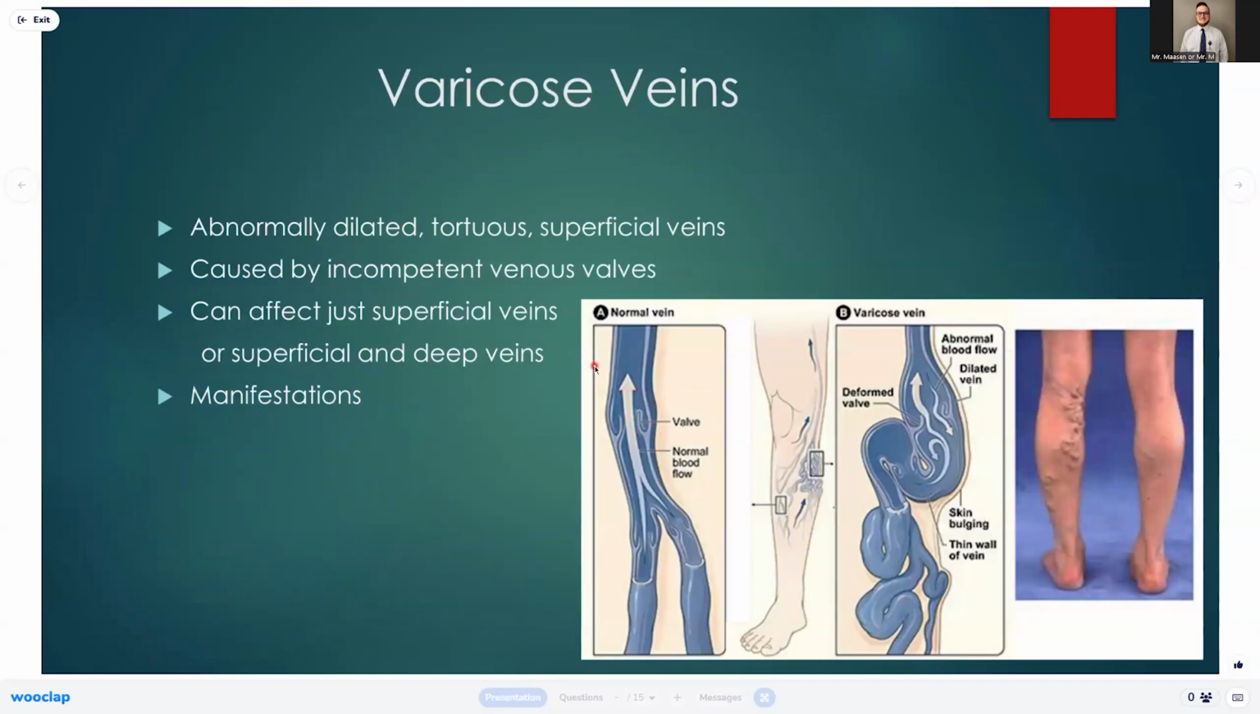Varicose veins are just dilated, tortuous veins that twist on themselves. Varicose veins are related to valves in our veins that are incompetent and not doing what they're supposed to do. They can treat these surgically, but they're usually superficial. They can be deep.